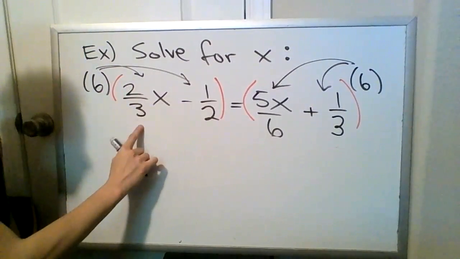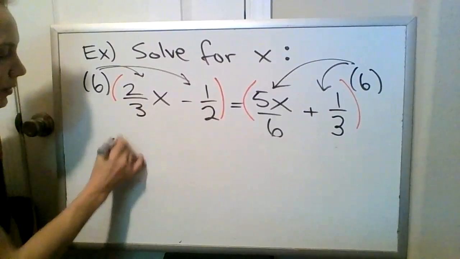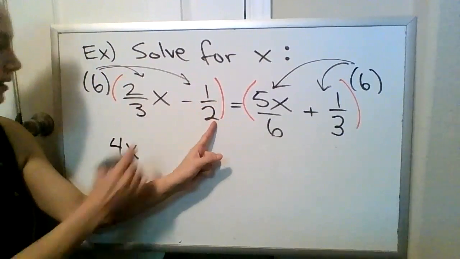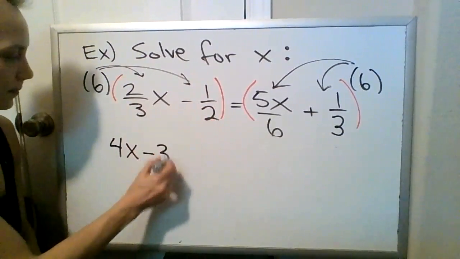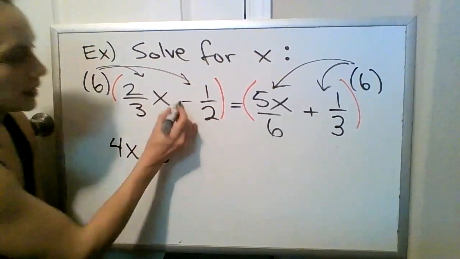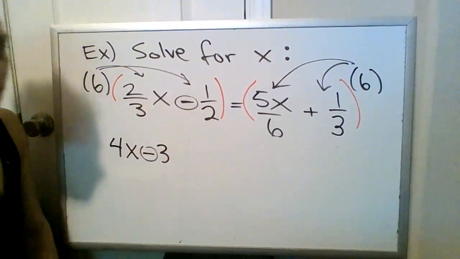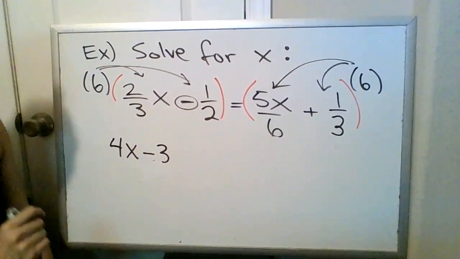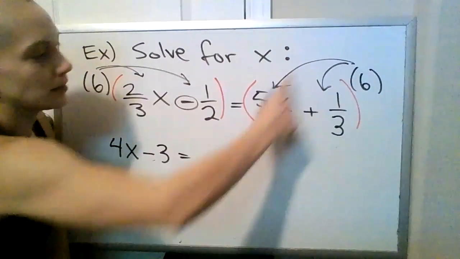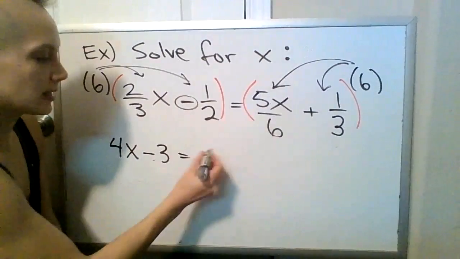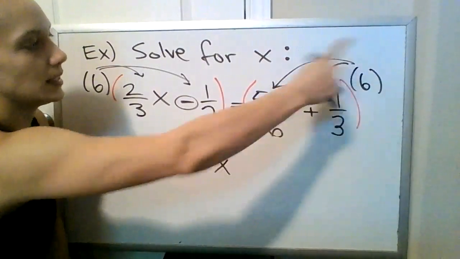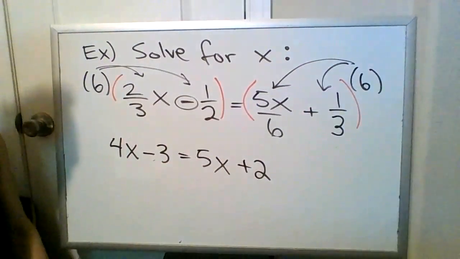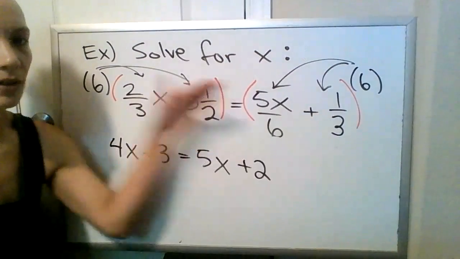This 12 divided by 3 will give you 4x. 6 divided by 2 is 3. And don't forget your negative sign. On this side, that 6 over 6 will cancel, and you have 5x left over. 6 over 3 is 2. So when you multiply both sides by the LCD, all of the fractions are gone.